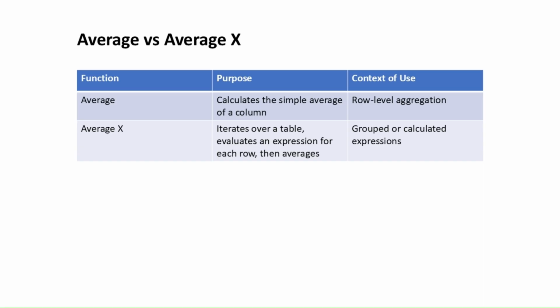We are now going to discuss 2 functions in DAX in Excel: AVERAGE and AVERAGEX. AVERAGE calculates the simple average of a column. AVERAGEX iterates over a table, evaluates an expression for each row, then averages. AVERAGE does row-level aggregation. AVERAGEX handles grouped or calculated expressions.